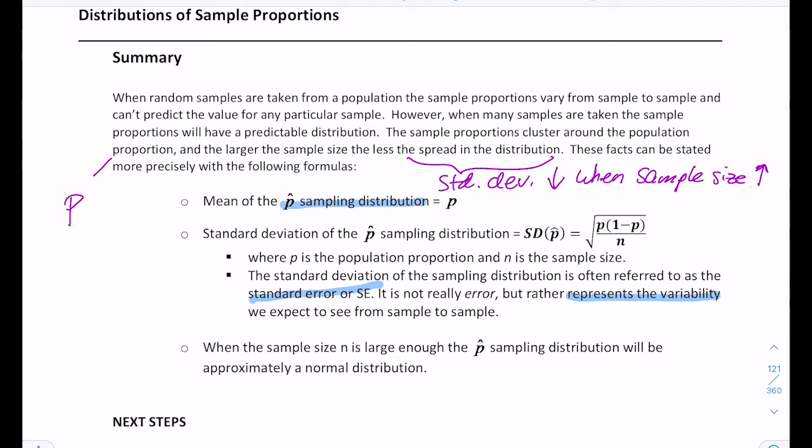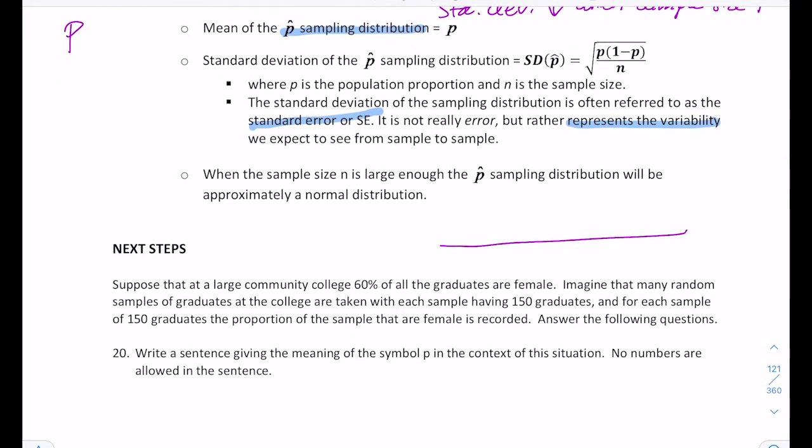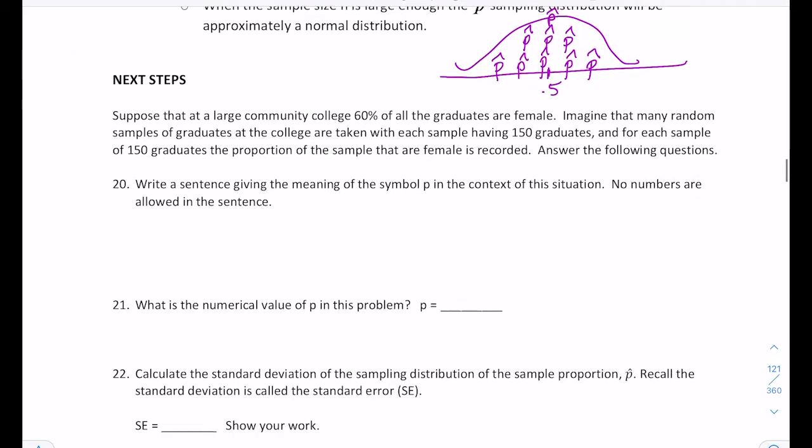Now, lucky for us, when the sample size is large enough, the p hat sampling distribution will be approximately a normal distribution. So if you think of the dot plot that I did, let's pretend this is 0.50. What happened is all of the values you all gave me were your p hats. And if we were to keep increasing the sample size, it would come out close to a normal model. So that's helpful, because now we can use things we know about the normal model to answer questions.